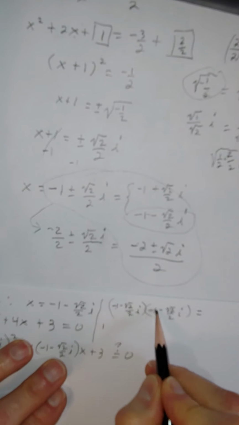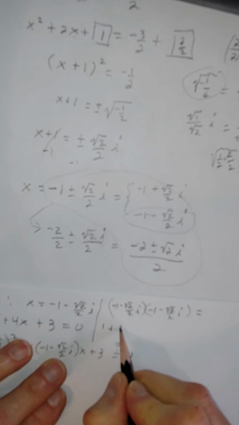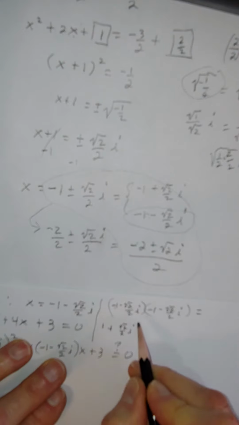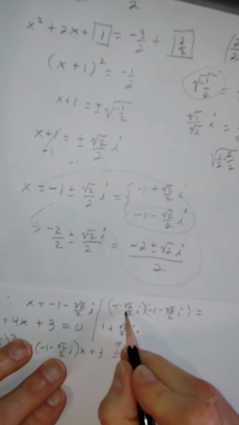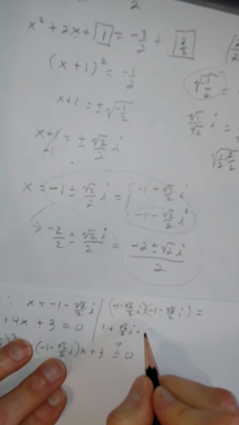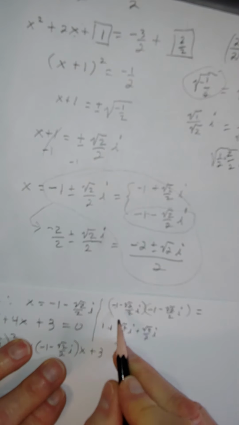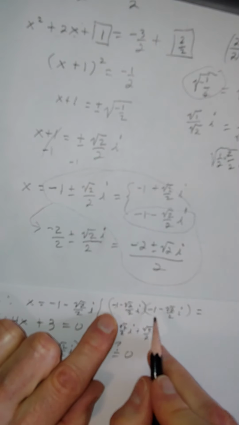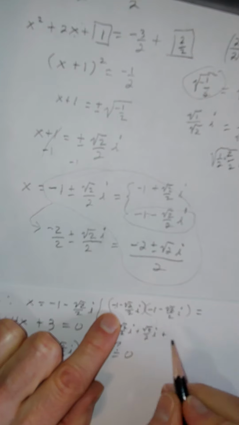Outsides, negative times negative, that's plus. And 1 times square root of 2 over 2i, that's square root of 2 over 2i. And then insides, same thing, plus, negative 1 times negative square root of 2 over 2i, which is, again, square root of 2 over 2i, plus that. That's first times first, outsides, insides. And then last times last is negative times negative plus square root of 2 over 2 times square root of 2 over 2.